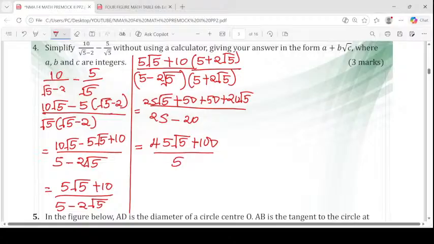In the numerator, we can factor out 5. 5 is common. When I factor out 5 in the numerator, what are we going to have?